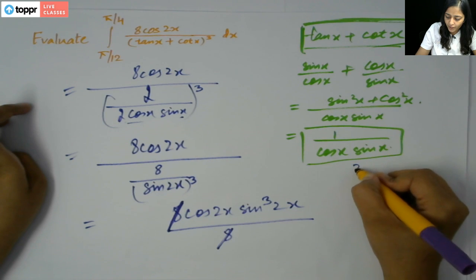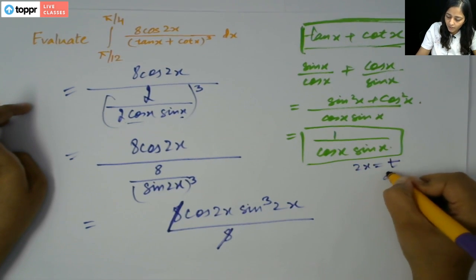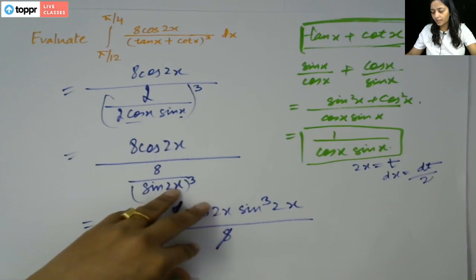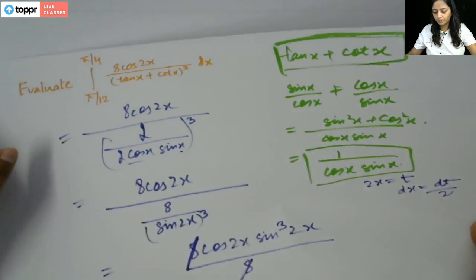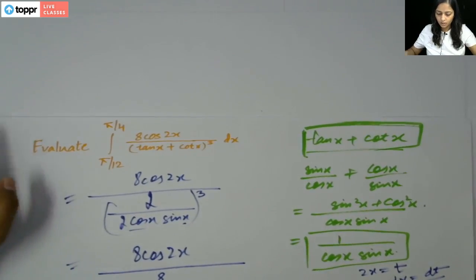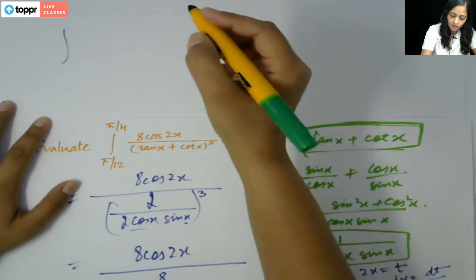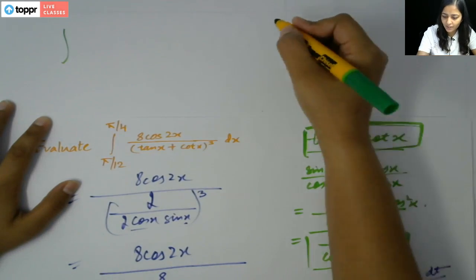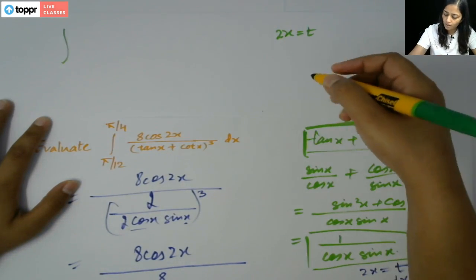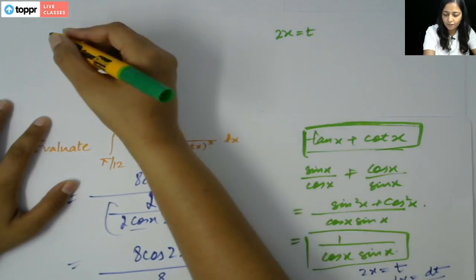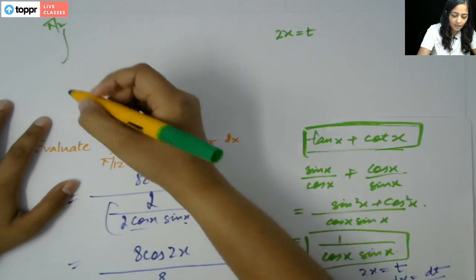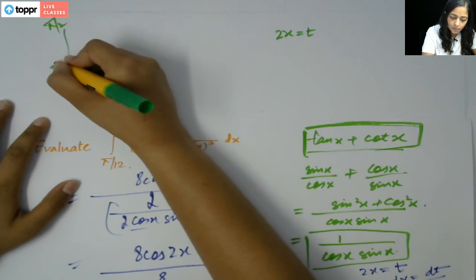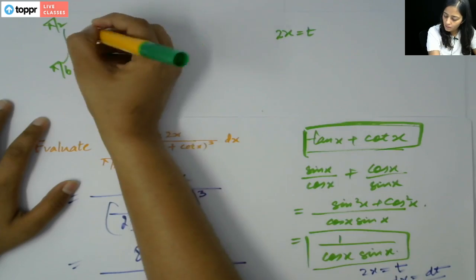So now if we take 2x equal to t and dx equal to dt by 2, so my integral becomes x has been replaced by t. So 2x has been replaced by t. So if my x is pi by 4, then t would be pi by 2, and when my x is pi by 12, t would be pi by 6.